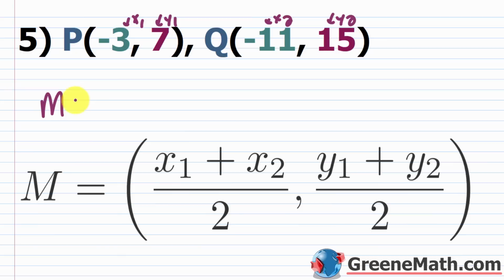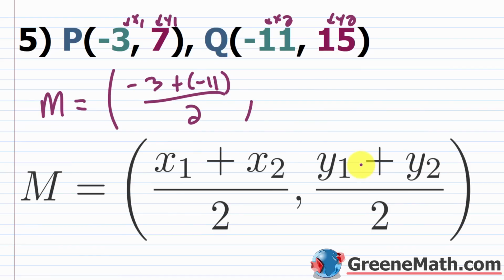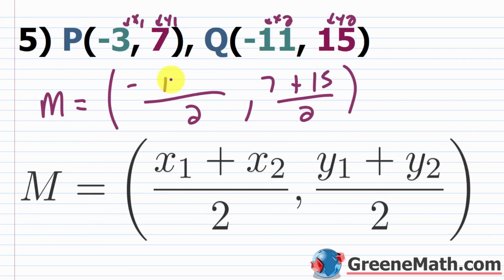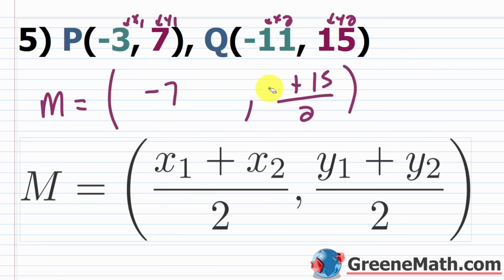So we'll say that m, the midpoint, is equal to, for the first guy, again, x sub 1 plus x sub 2, so negative 3 plus negative 11 divided by 2. And then for this guy, it's y sub 1, which is 7, plus y sub 2, which is 15, and then divided by 2. Okay, negative 3 plus negative 11 is negative 14, so this would be negative 14 over 2, which is negative 7. Then this guy, 7 plus 15, that's going to be 22, so you would have 22 over 2, which is 11. So we end up with negative 7, comma, 11 for the midpoint.